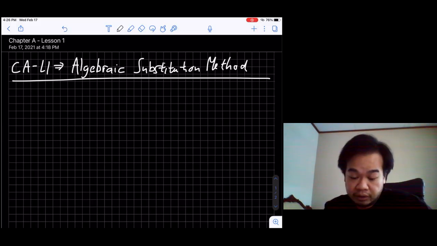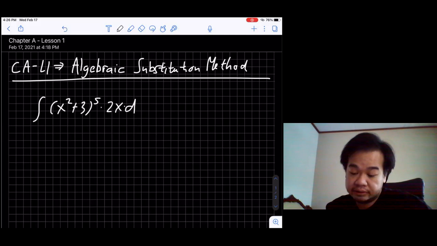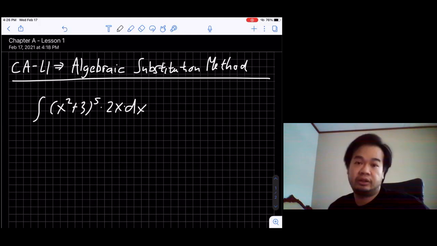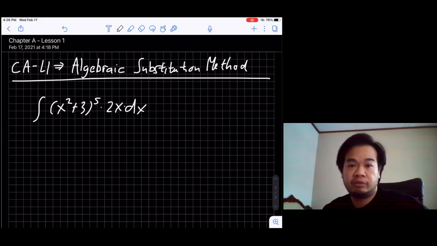So for example, if you have the integral of x squared plus 3 to the power of 5 times 2x dx. Oh, and by the way, all of these techniques will be taught for indefinite integrals. If it's a definite integral, then you can just use the fundamental theorem of calculus to evaluate it. But for this unit, it's all about indefinite integrals.